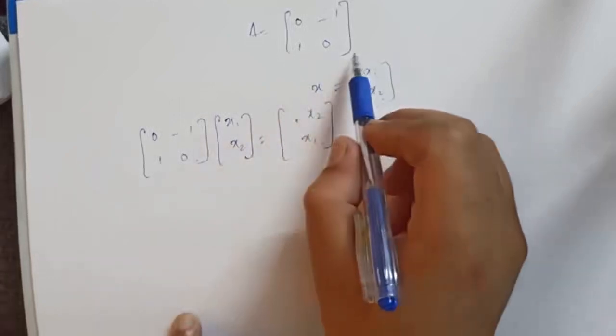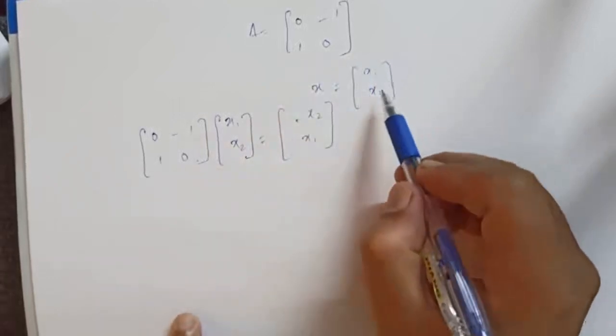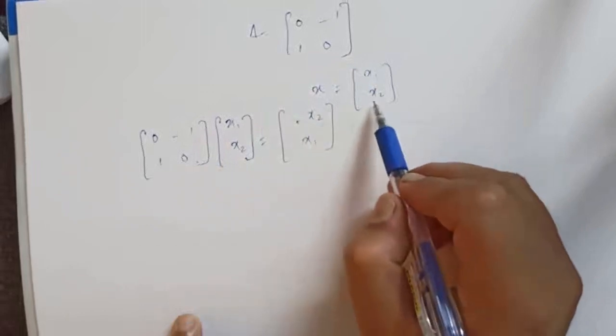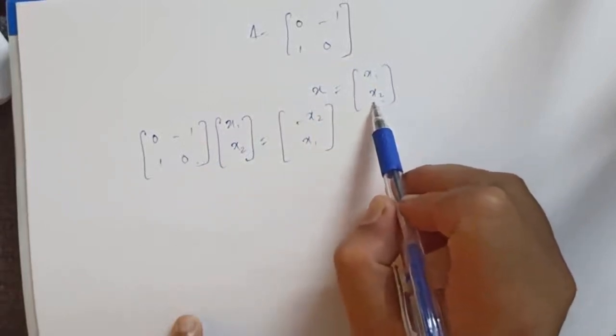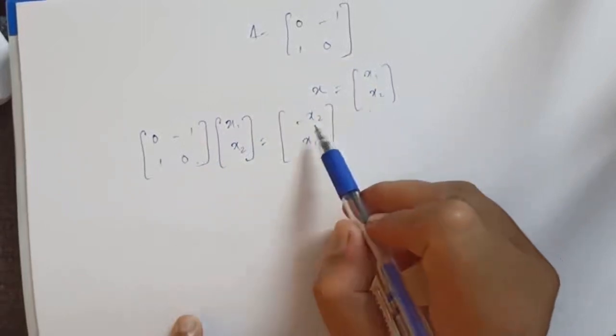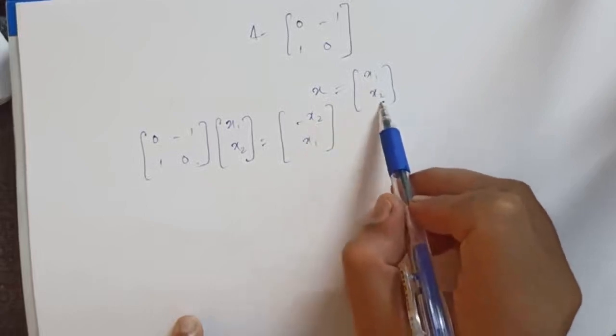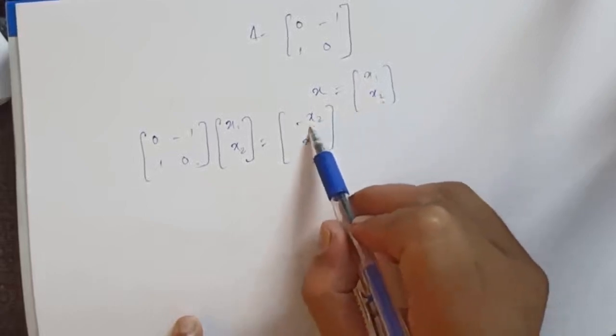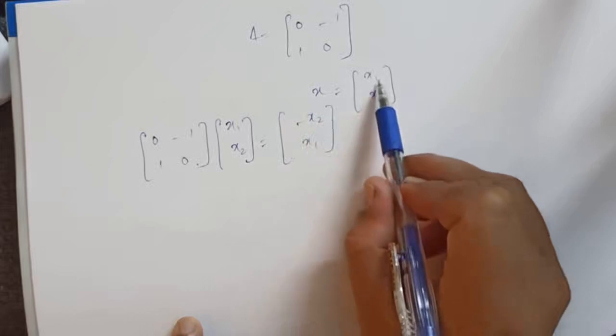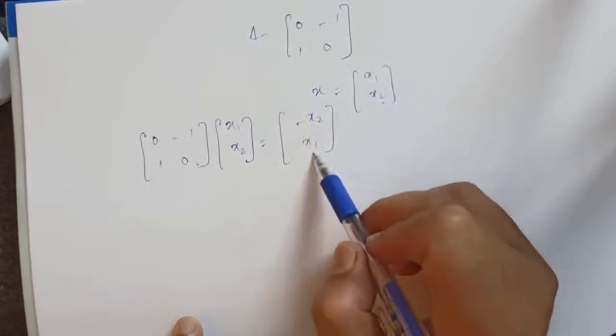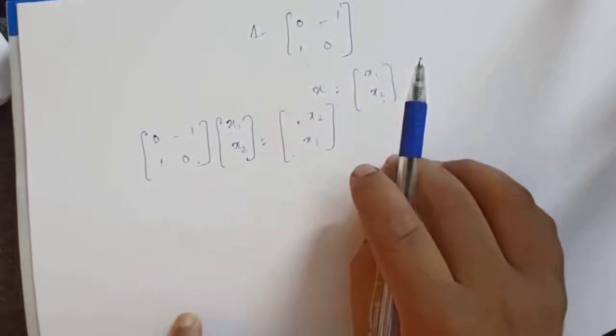So what happens here is that this multiplication by A has rotated the vector. x2, which was previously positive, is now negative, and it has taken the position of x1, and x1 has changed its position to x2. So effectively it is indicating a rotation.